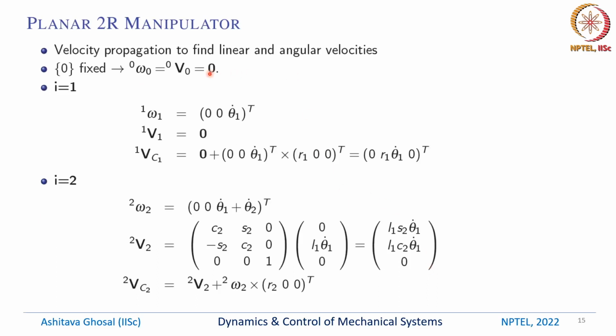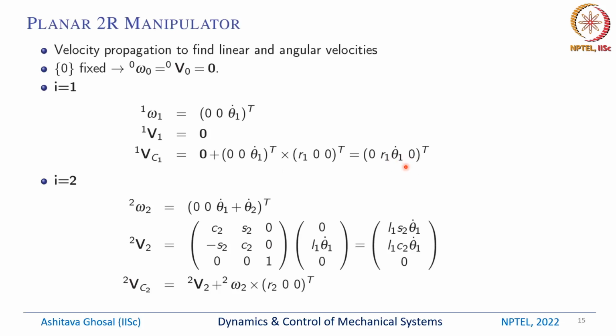So we can use the propagation formulas to find the linear and angular velocities, because it is valid for this serial chain also. With 0 as a fixed coordinate system, the angular velocity and the linear velocity are 0. So for i equals 1, we can find 1ω1, which is 0, 0, θ1 dot, 1v1 is 0, and the linear velocity of the center of mass is given by 0, r1 θ1 dot, 0. Okay, so this is quite obvious.